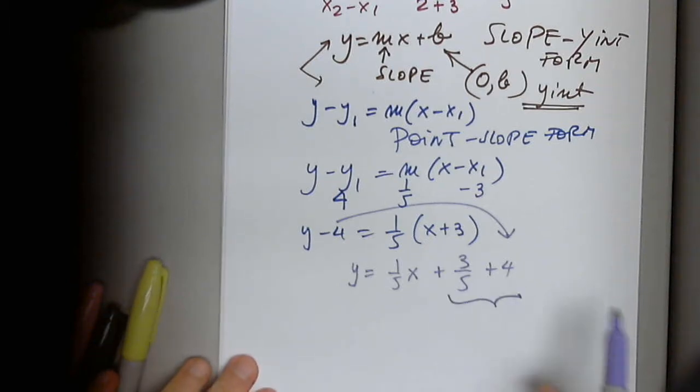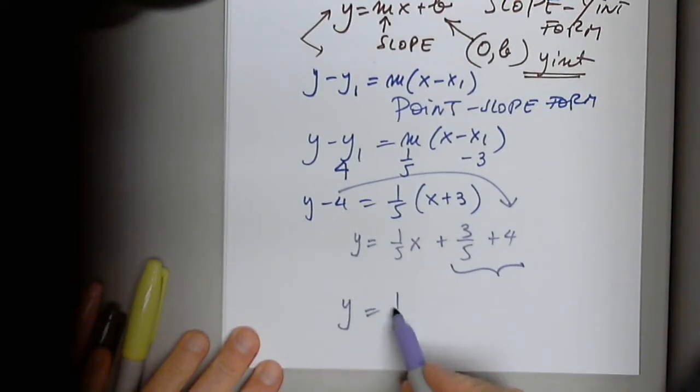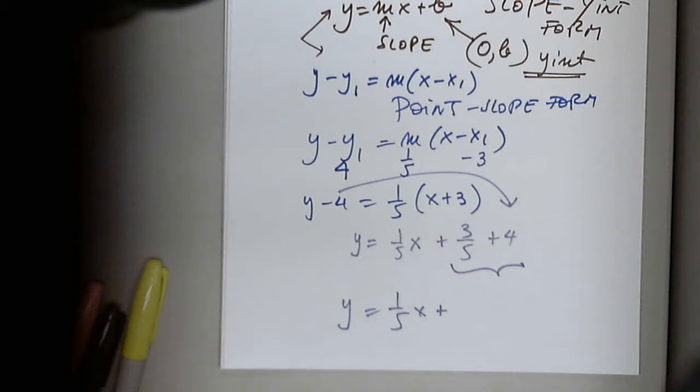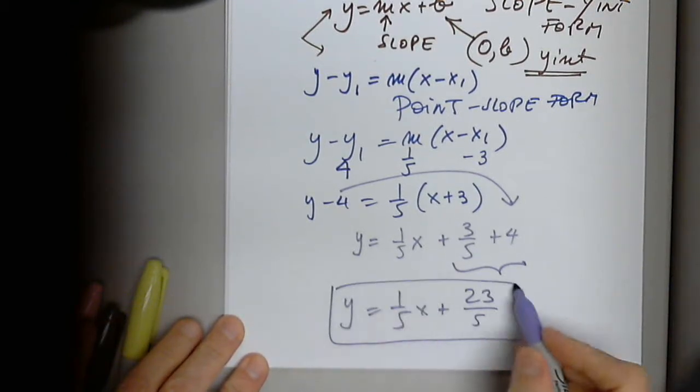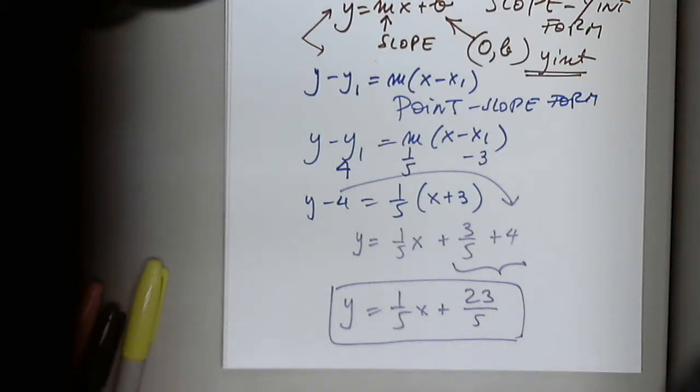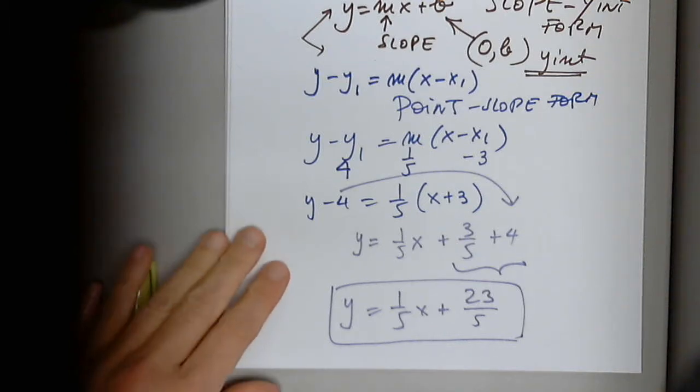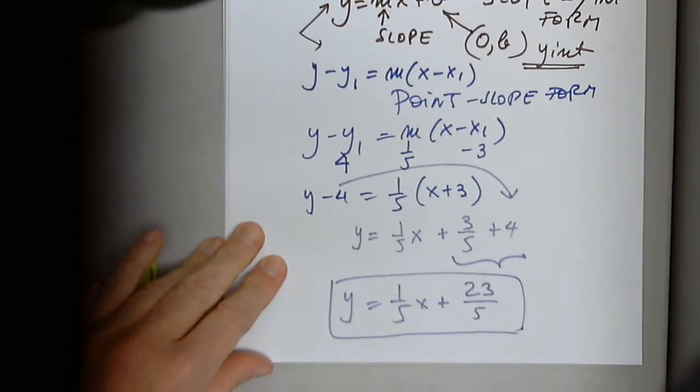Now the question is, how do I add fractions? I have to find the least common denominator, which is, since there is only one denominator, obviously it's 5. And I have to change this into 20 over 5, right? So it's 23 divided by 5. So this is the equation of the line passing through the given points. Any questions?